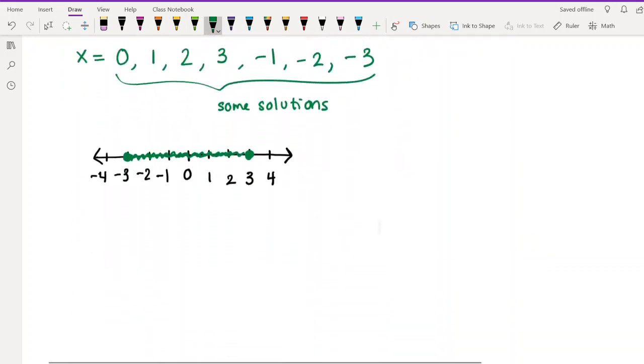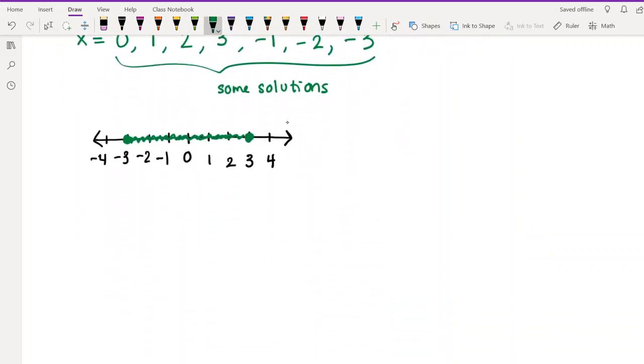Okay, so that's it. Now we can actually write this as an interval, right? We can say the answer is the interval from -3 to 3.